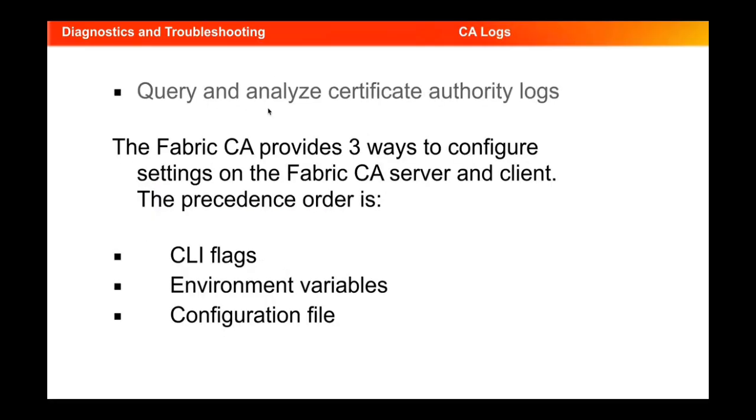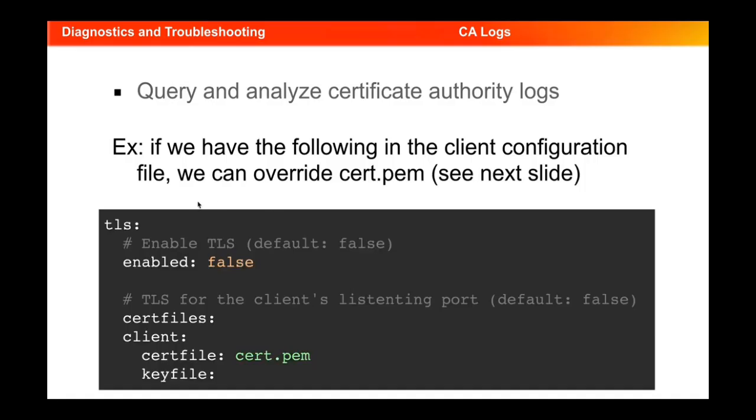Next is query and analyze certification authority logs. The Fabric Certification Authority provides three ways to configure settings of the Fabric CA server and Fabric CA client. The precedence order is: first precedence goes to the CLI flag, the next goes to environment variables, and the next goes to the configuration file.